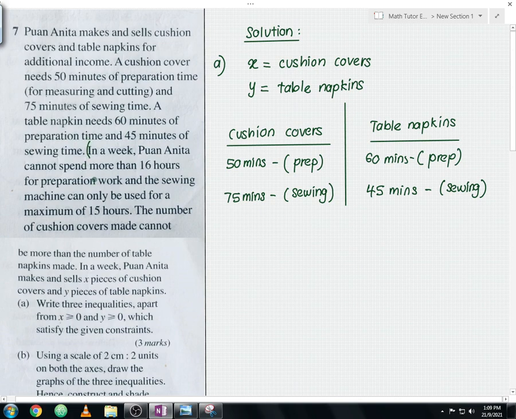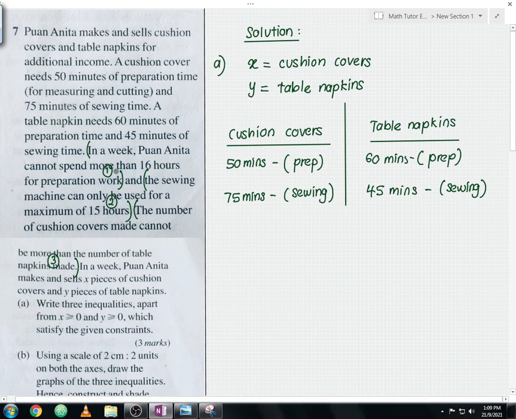So from here until here, you have already formed the first constraint. And then from here until here, this will be your second constraint. And then the number of cushion covers made cannot be more than the number of table napkins made. So from here until here, this will be your third constraint. So this statement, which consists of three constraints, you need to convert into equation form. Let's take a look one by one.